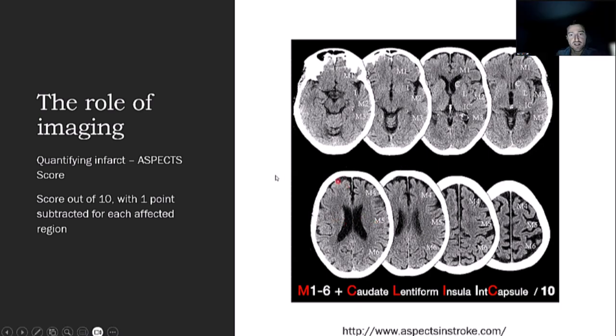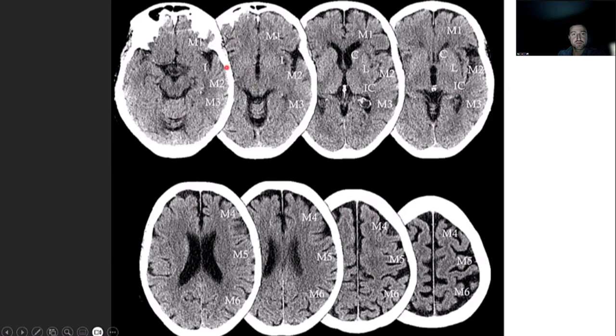All right, so as far as aspects goes, remember to look through the entire MCA territory. Don't just concentrate on the MCA territory. Look at the other territories. We'll discuss that a little bit later, but here we're just quantifying the amount of ischemia within the MCA territory.